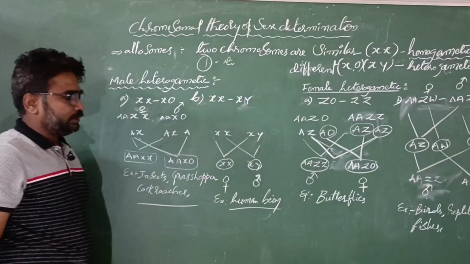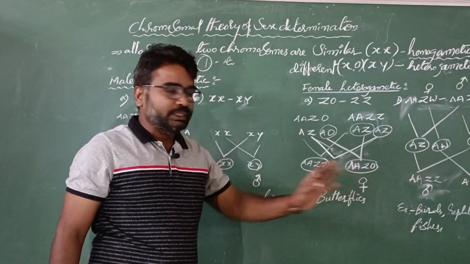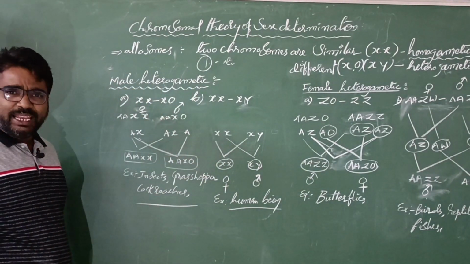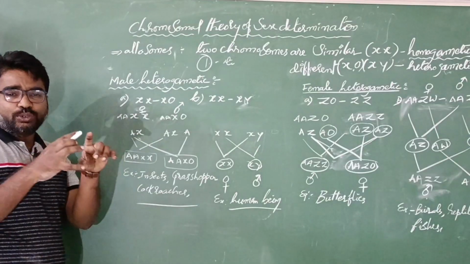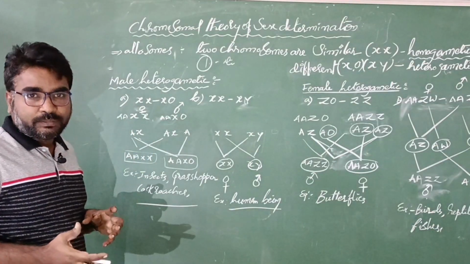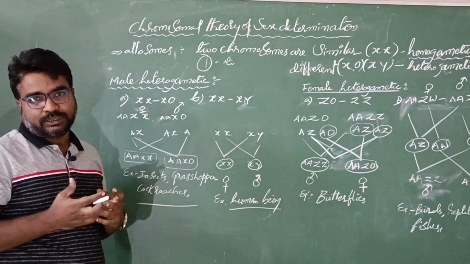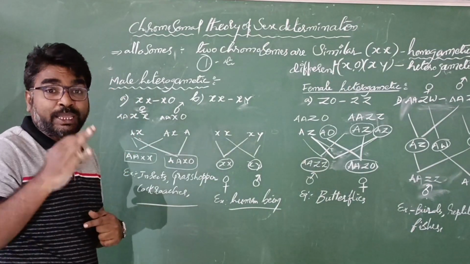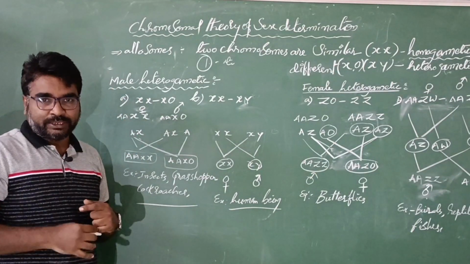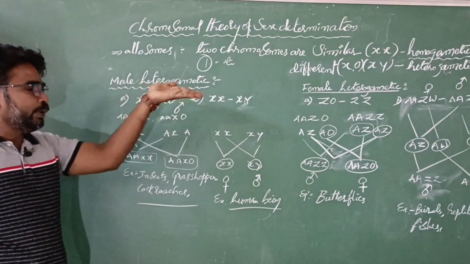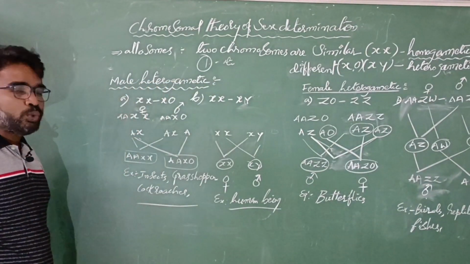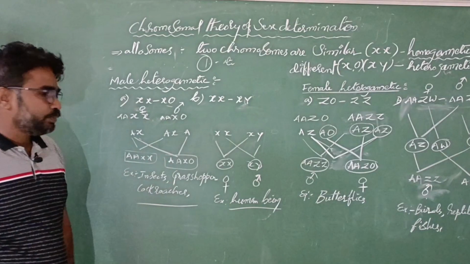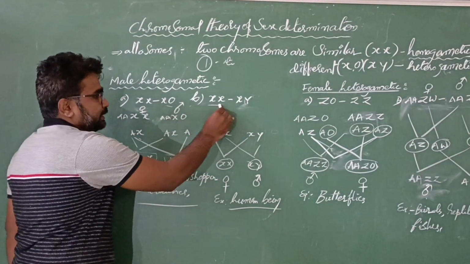Next one, female heterogametes: butterflies and birds. Let us see one by one. Number one, male heterogametes. A male individual can produce two different gametes. So, depending upon which gamete fuses with the ovum, the sex is determined. In case of male heterogametes, two types are there. Number one is XO, and number two is XY.